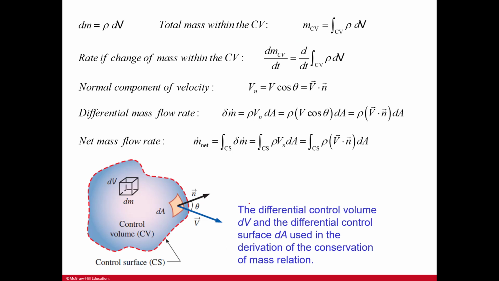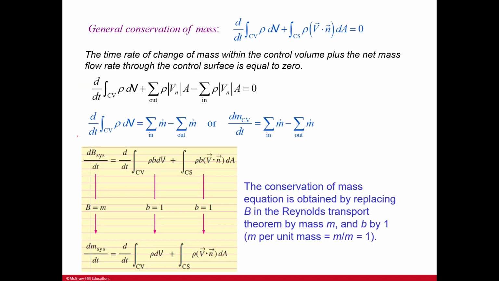Here's some more just velocity, rate change, differential, net flow, just more formulas. The general conservation of mass formula here, and we balance that, so we set it equal to 0. And then here we just show the conservation of mass equation is obtained by replacing B in the Reynolds transport theorem by mass and b by 1. So this is just showing you how we get from here to here.